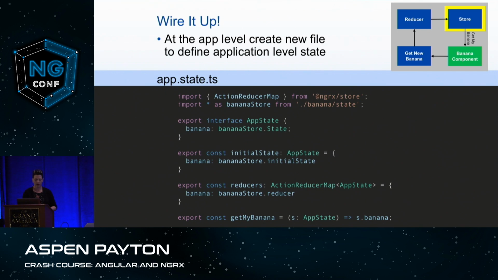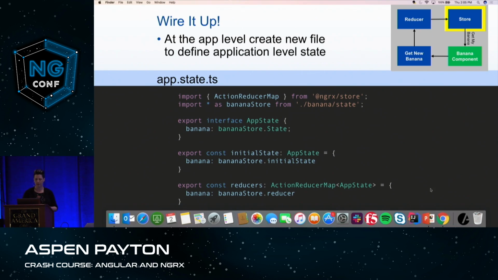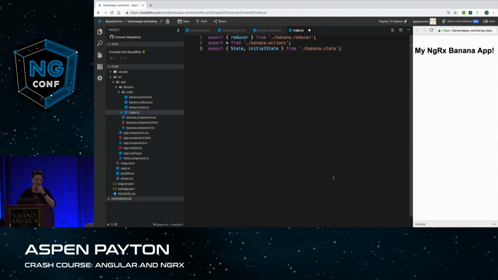So we'll flip over, and this file is going to be created in the app directory in StackBlitz. So you want to find the app folder here, and we're going to create this file right here.